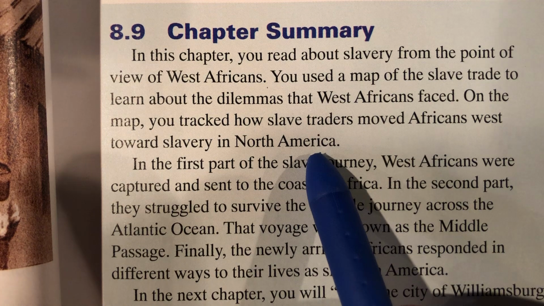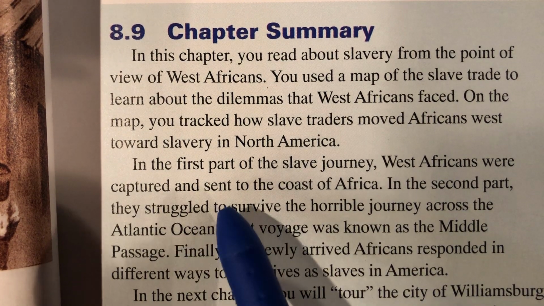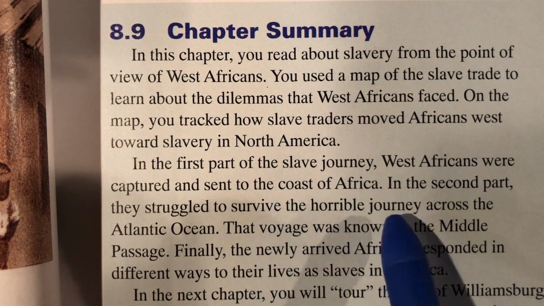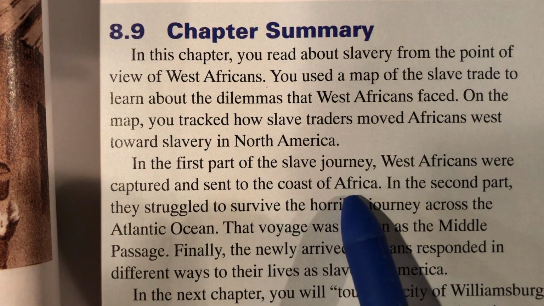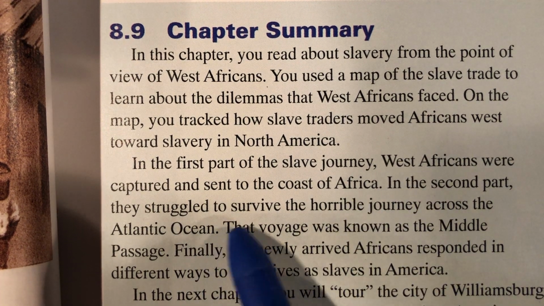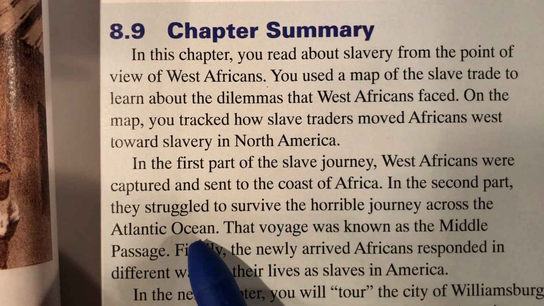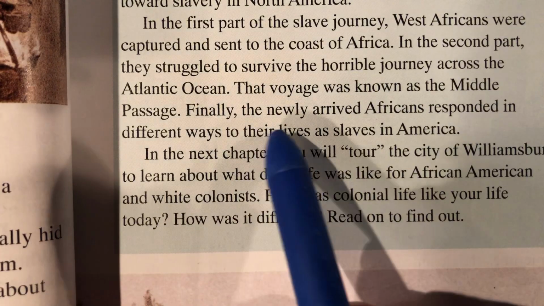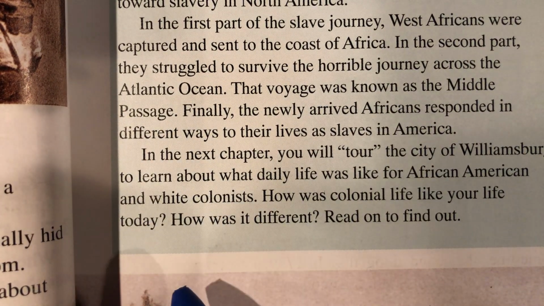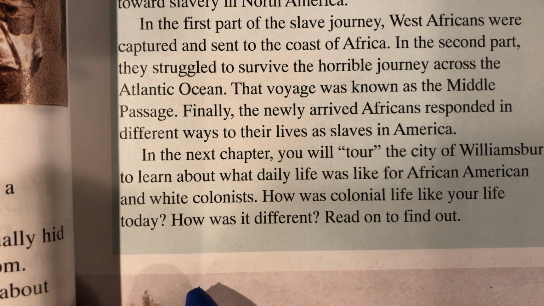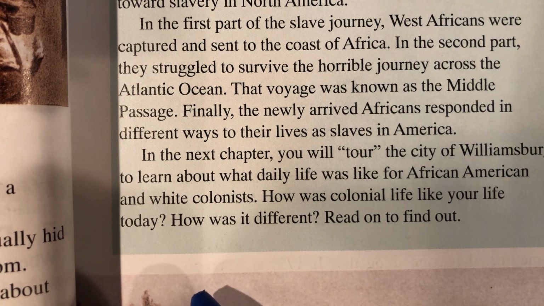And we're talking about the map. You saw the map that had the triangular trade system. That's what they're referring to. In the first part of the slave journey, West Africans were captured and sent to the coast of Africa. In the second part, they struggled to survive the horrible journey across the Atlantic Ocean. That voyage was known as the Middle Passage. Finally, the newly arrived Africans responded in different ways to their lives as slaves in America.